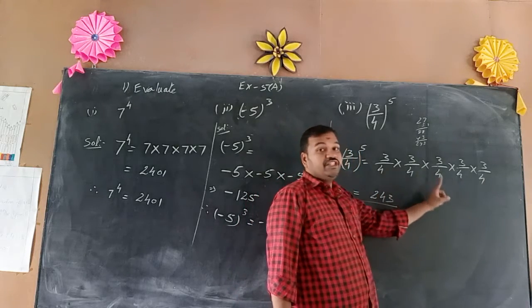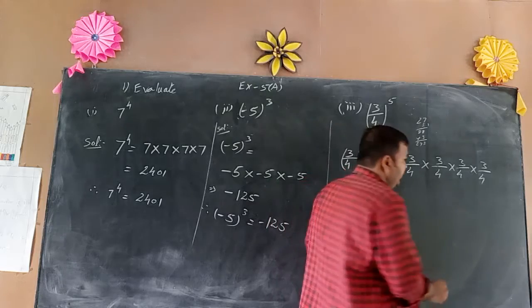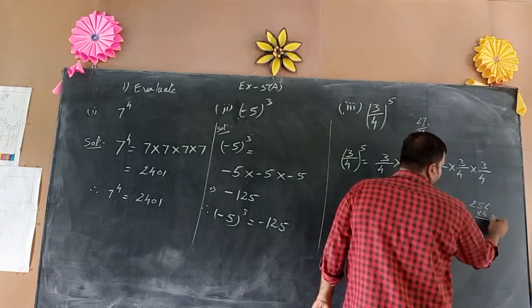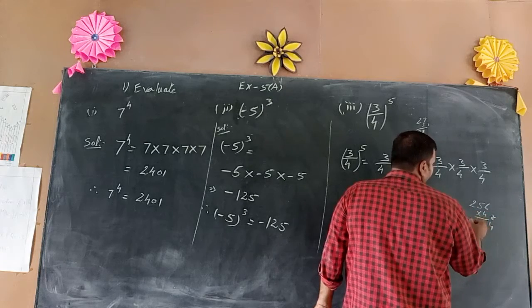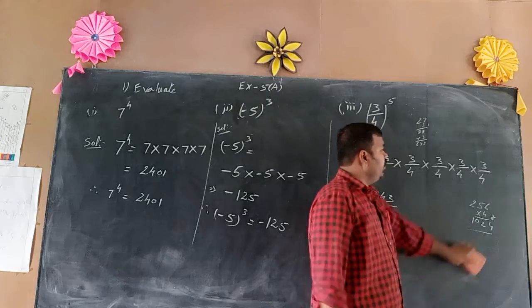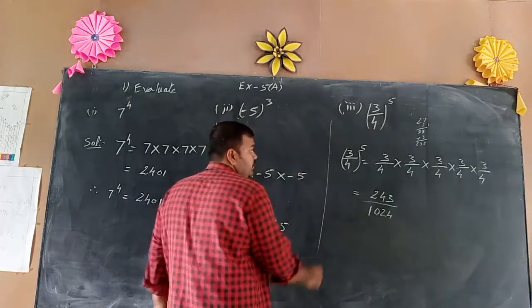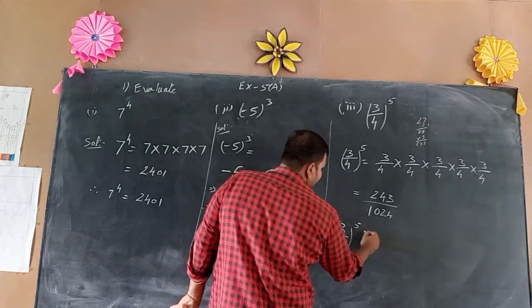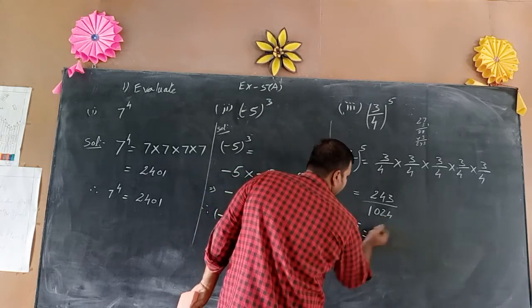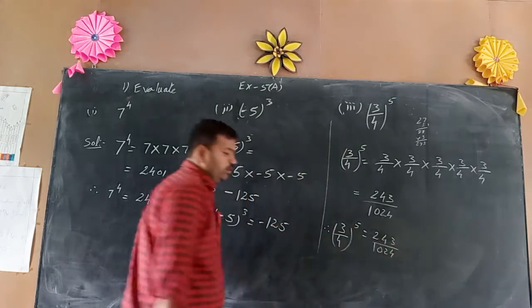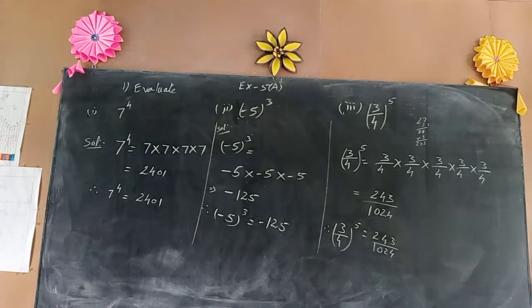Denominator: 4 fours are 16, 16 fours are 64, 64 fours are 256, 256 into 4 is 1024. So the multiplication is 1024. Therefore, 3 by 4 whole to the power of 5 is equal to 243 by 1024.